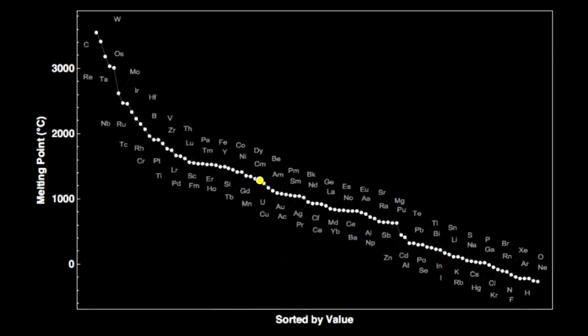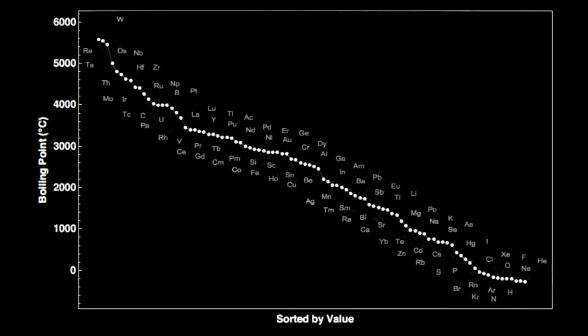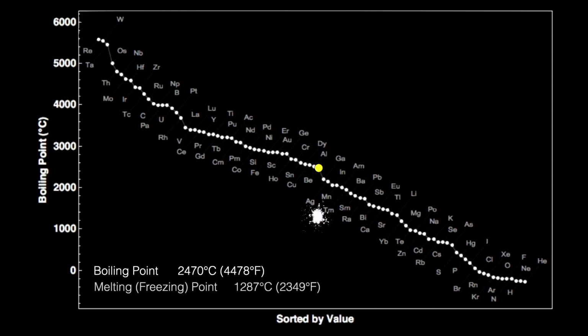Beryllium melts, or conversely freezes, at 1287 degrees Celsius, or 2349 degrees Fahrenheit. It boils at 2470 degrees Celsius, or 4478 degrees Fahrenheit. That's 1183 degrees Celsius above its melting point. That's kind of a middling liquid temperature range among the elements.